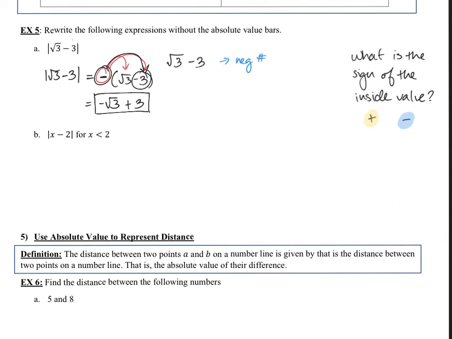So again, what did we do? Check the sign on the inside. If it's positive, leave it be. If it's negative, you've got to change the attitude, or take the opposite of it, which is probably the more technical term. All right, so let's take a look at B.